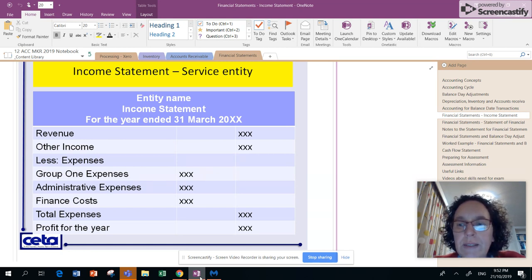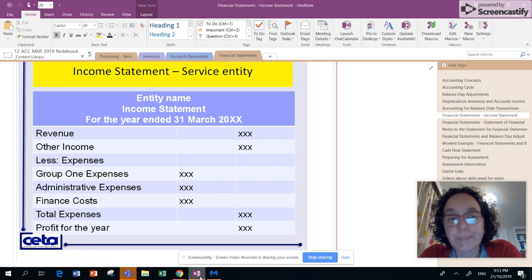The Group 1 expenses are those that are for the delivery of the service. So, for example, if we were a plumbing business, they would be plumbing expenses, and they would be things like vehicle costs, costs of the plumbing supplies, costs of the wages for our plumbers. Administrative expenses are those that are used for running the office, including doubtful and bad debts. Finance costs is usually around interest.